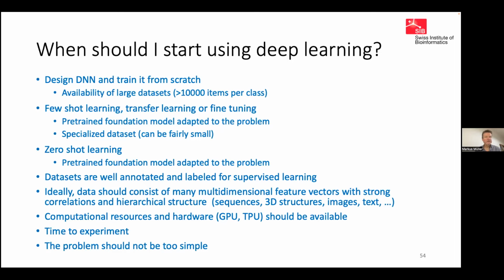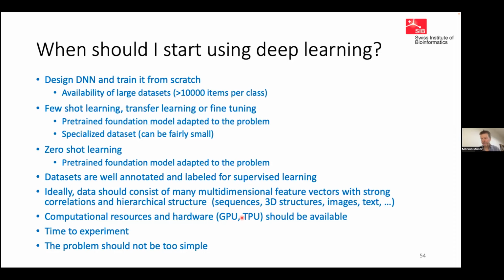As is obvious, in machine learning the data sets need to be well annotated, otherwise the training or the generalization will suffer. Usually deep learning works well for data that has a lot of correlations within it and hierarchical structures, like sequences, images or text. That is where deep learning really does well. For tabular data, my experience is, I tested a little bit there, but I didn't get super good results with deep learning. Then, especially if you want to train yourself, you should have the computational resources and also the time to do so.